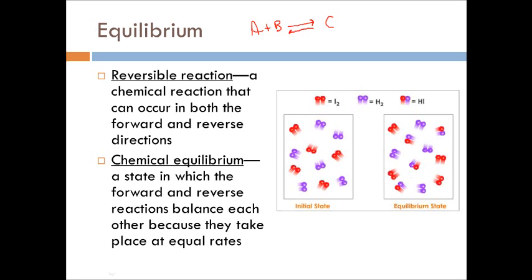What's actually happening in reality is that we also have some of C breaking down going back to A and B. And when we have this happening, we get a cycle, and we'll end up with basically a state where A and B are forming C at the same rate that C is breaking down to A and B. So it becomes equilibrium. And you have the same exchange rate between the two, and the concentrations basically become constant.